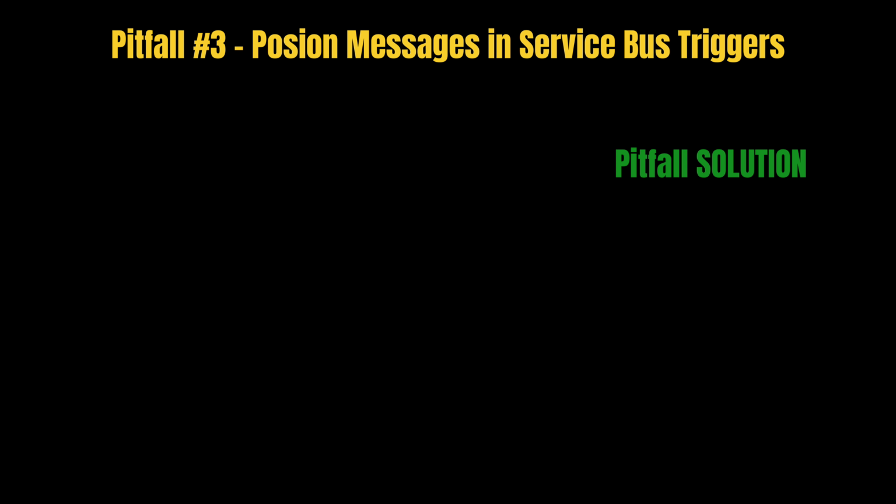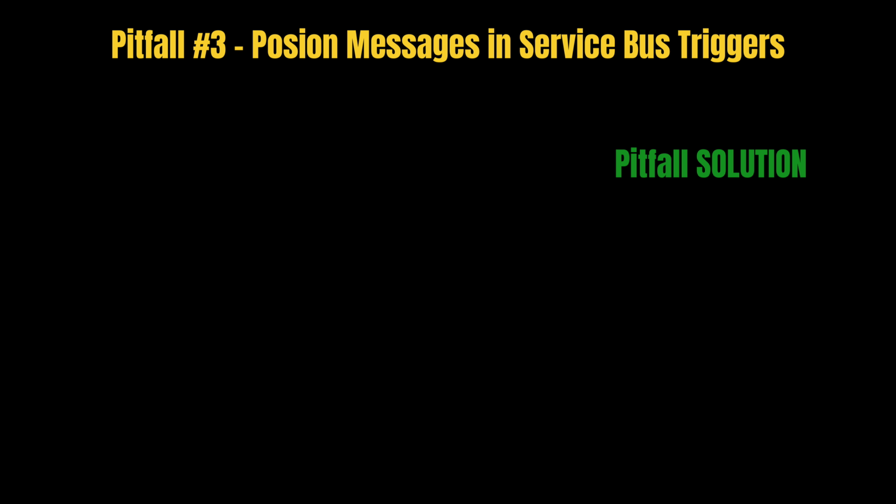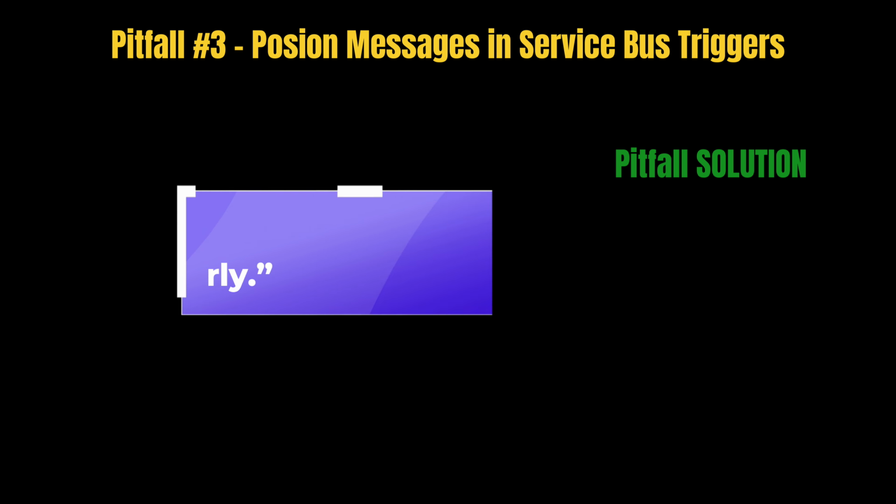Poison messages aren't bugs, they are signals. Signals that your validation logic or your schema needs guardrails. Without dead letter queues, one bad record can hold an entire system hostage.